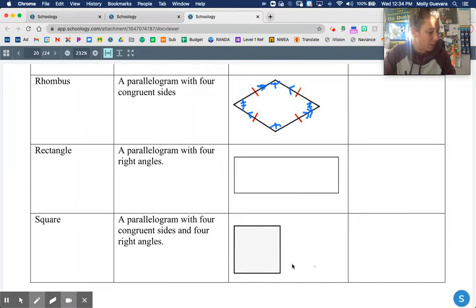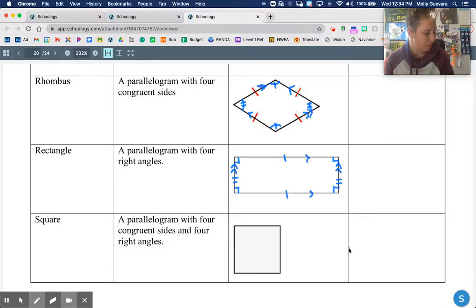A rectangle is a parallelogram. So again, since it's a parallelogram, opposite sides are parallel and congruent. And it's a parallelogram with 4 right angles. So the only difference is that all 4 of the angles are 90 degrees. And that's okay, because consecutive angles still add to 180, and opposite angles are still congruent. So it's just a special type of parallelogram that has 90-degree angles.